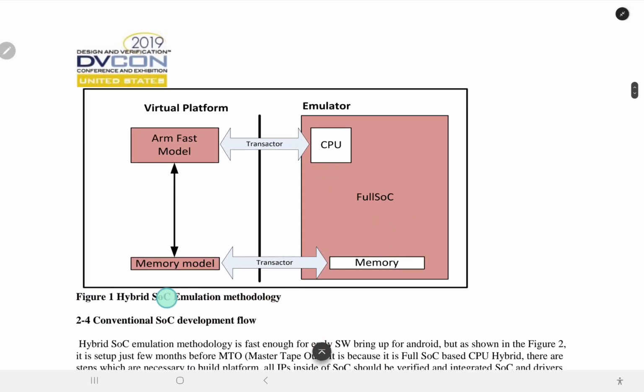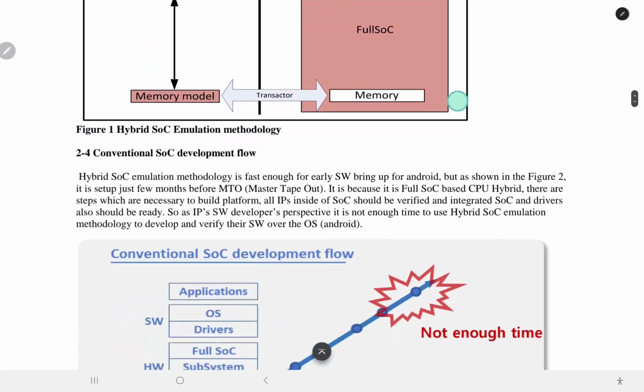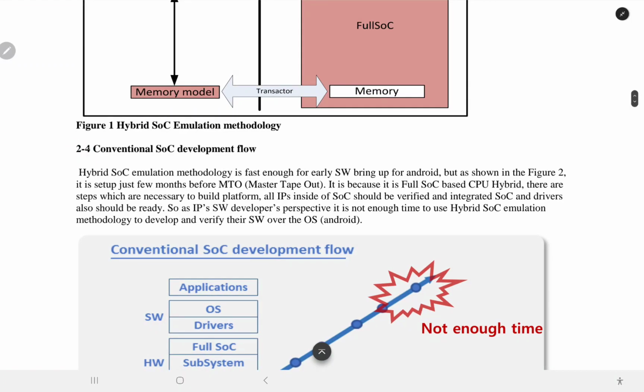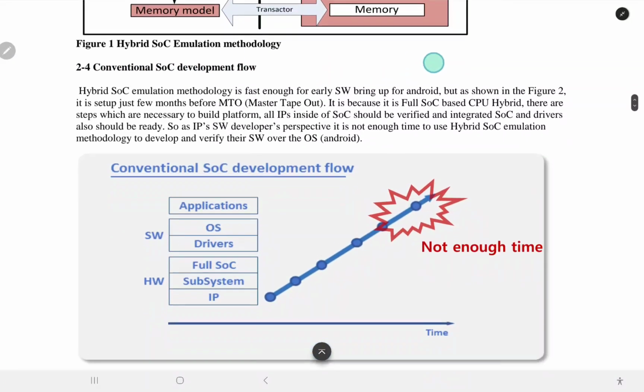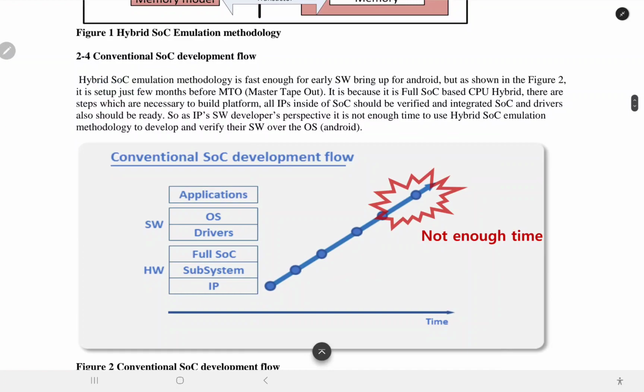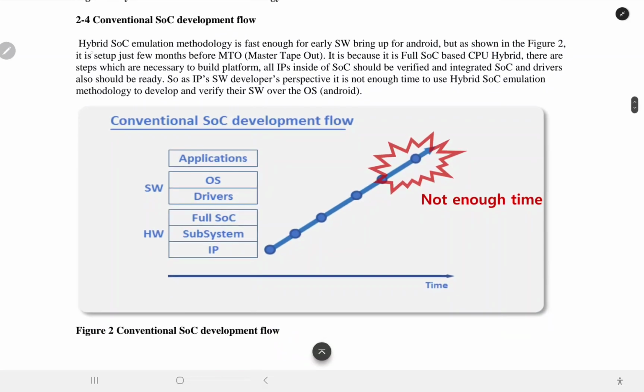Figure 1, hybrid SoC emulation methodology. 2-4 Conventional SoC development flow. Hybrid SoC emulation development methodology is fast enough for early software bring up for Android, but as shown in Figure 2, it is set for a few months before MTO, master tape out.